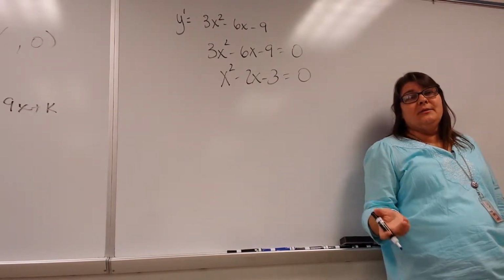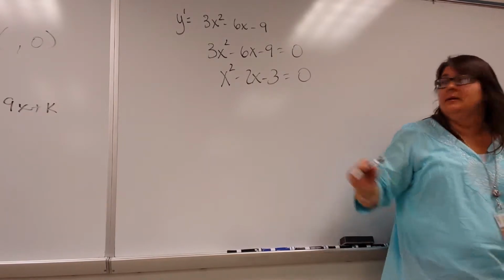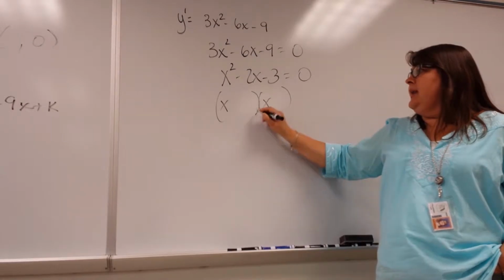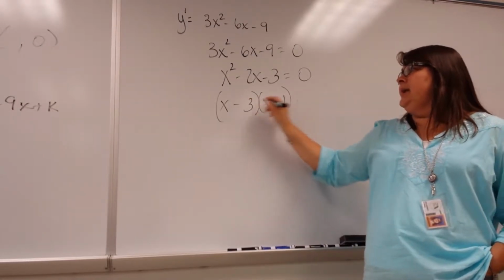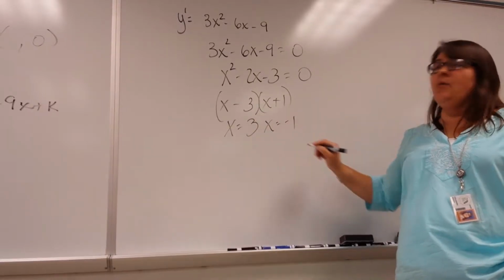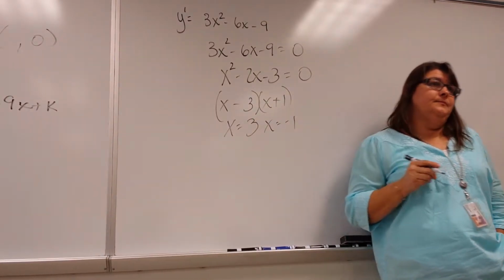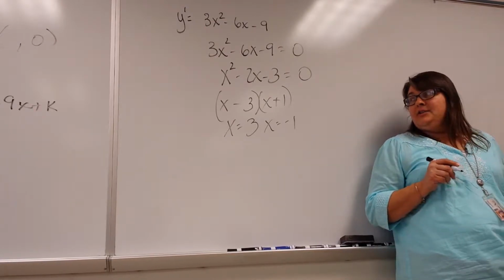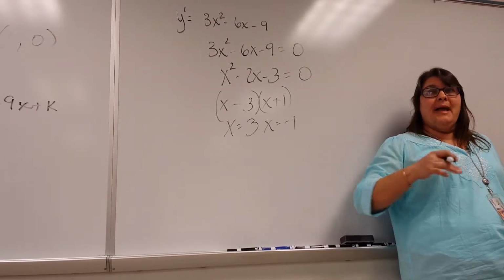It screams I'm a trinomial. Factor me, right? So we're going to factor it in this way. We got x, we got x, we got 3, we got 1, we got negative, positive. X is 3, x is negative 1. Now we have to be smarter than the problem. I got 2 potential max and mins.